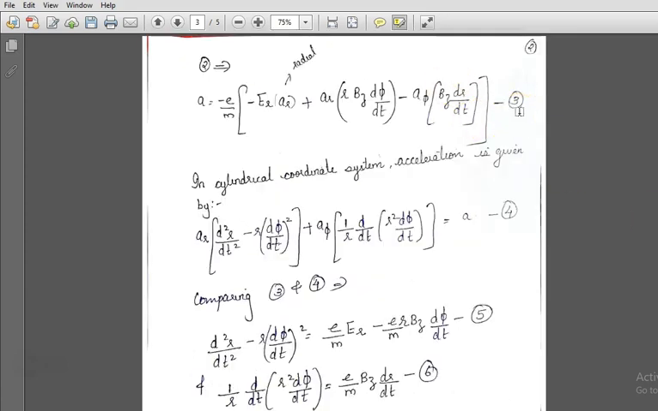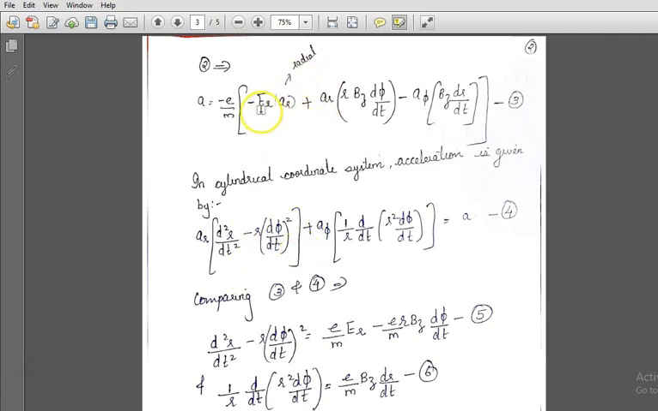And we know that in a cylindrical coordinate system, the acceleration already has a standard equation, which is equal to AR into d square r by dt square minus r into d phi by dt the whole square, plus A phi into 1 by r d by dt of r square d phi by dt. That is equation number 4, which is according to the cylindrical coordinate system. So 3 and 4 are both equations for acceleration, and we are going to compare both. Since both these equations are the same, what will happen?